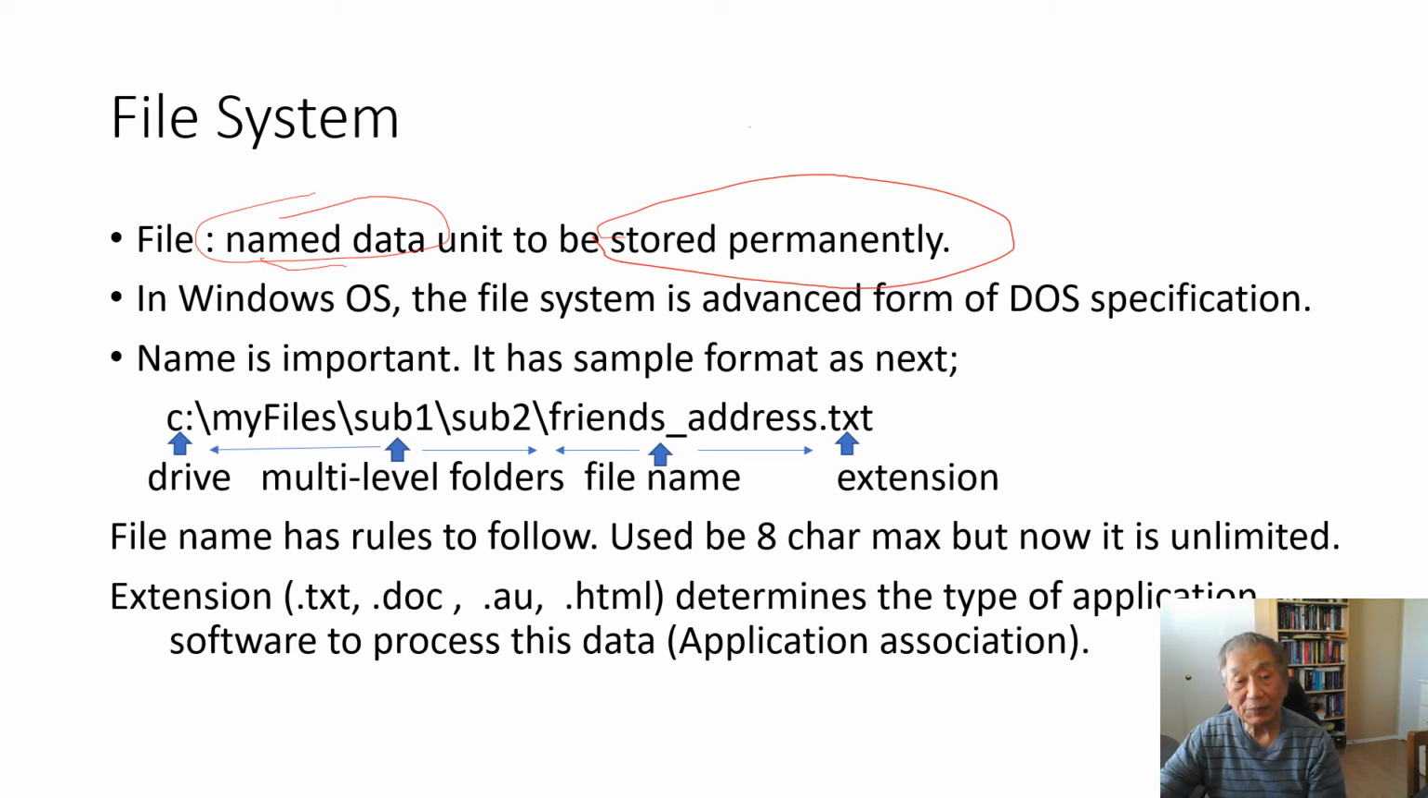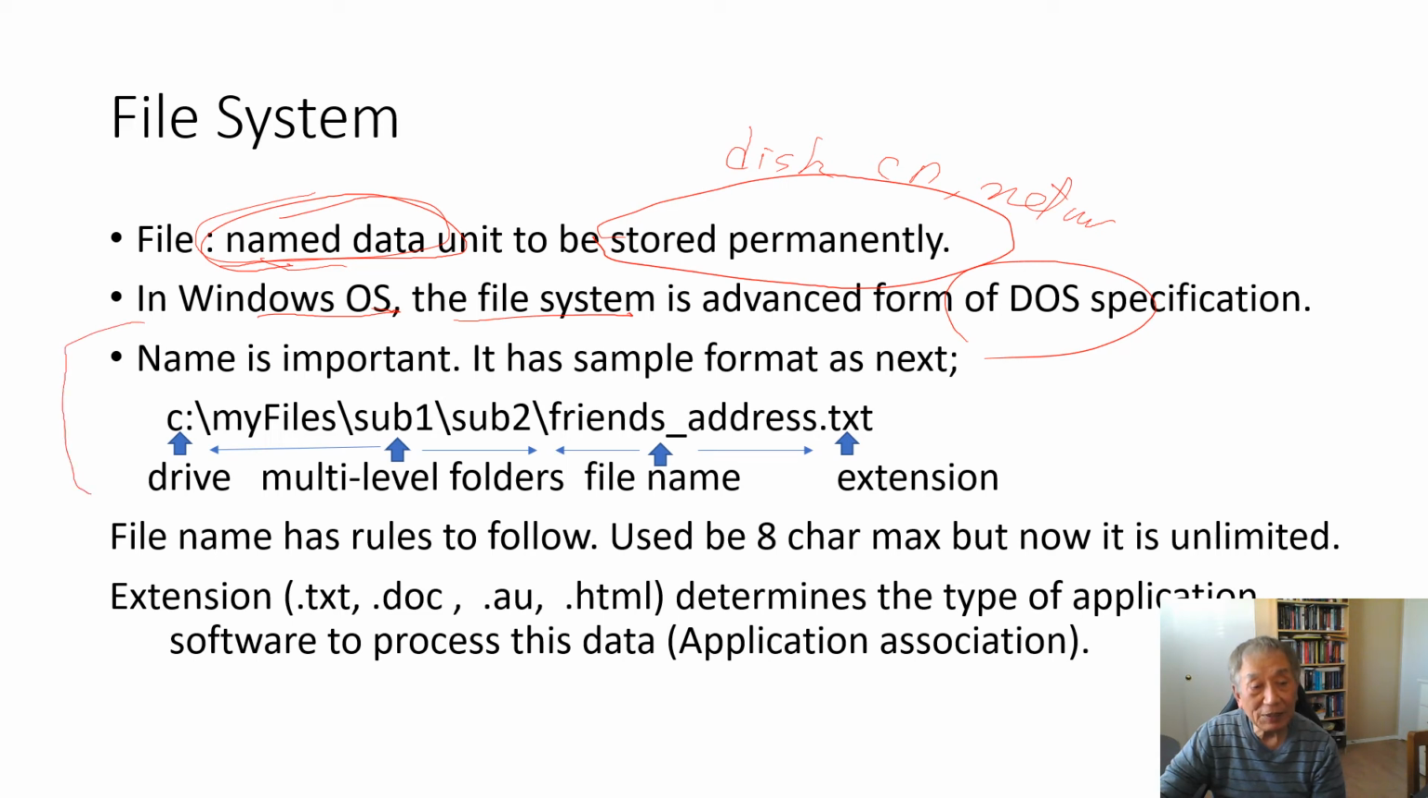That can be a hard drive, disk drive, CD, network, tape, or whatever other devices. Anyway, we need some data. In the Windows operating system, the file system is a slightly advanced form of the old DOS specification, so it has a naming convention.